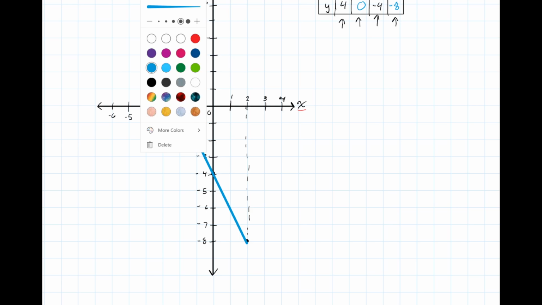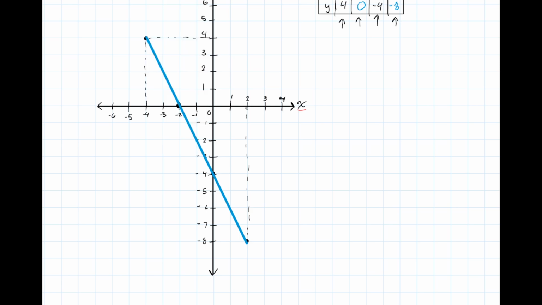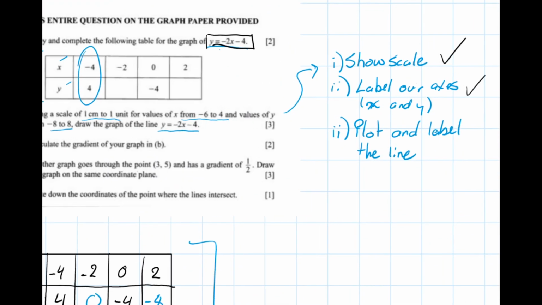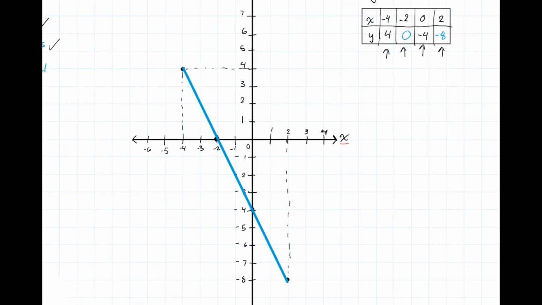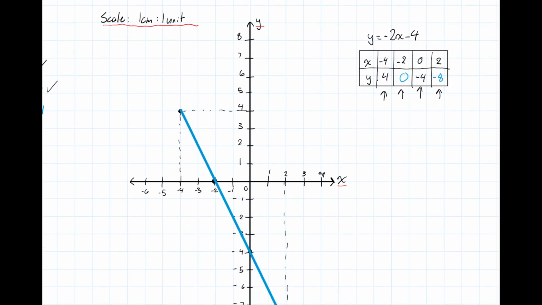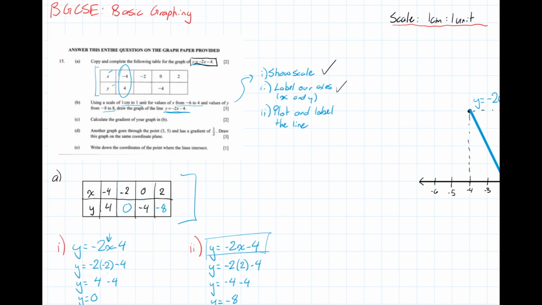So they want us to graph the line. I'm going to go back to the question. Draw the graph of the line y is equal to -2x minus 4. So right next to it, it could be anywhere next to the line, I'm just going to write y is equal to -2x minus 4. So that people can know that this is the line that I was graphing.